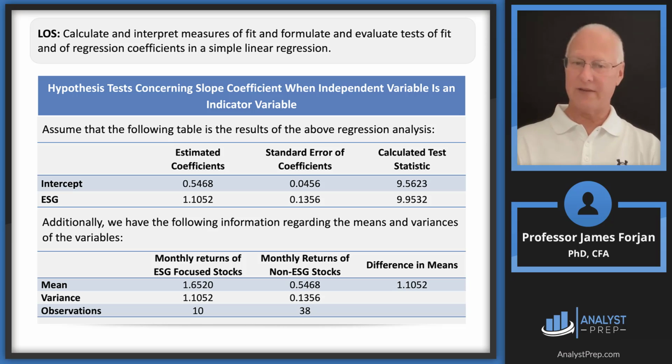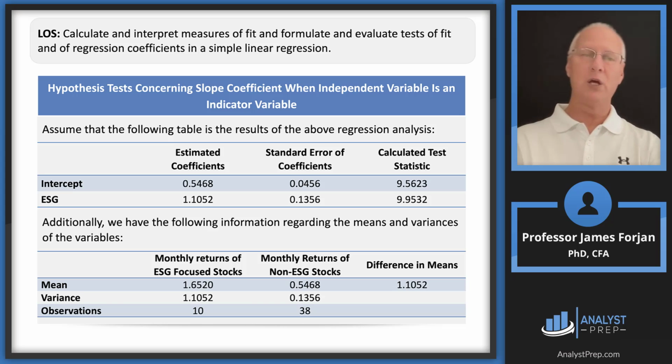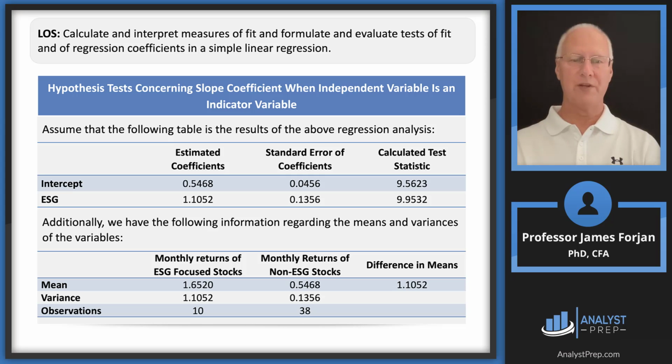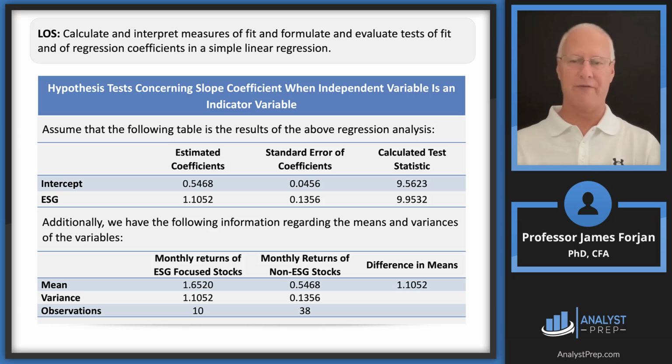Also, if you take the difference between the mean of the focus stocks and the mean of the non-focus stocks, what's that? 1.6554 minus 0.5468. Look at that over there. You get 1.1052. Look back at the slope coefficient, 1.1052. So this shouldn't be a surprise for those of you who are mathematically inclined, that if our independent variable is a 1 or a 0, then the means have to be related to the estimated coefficient.